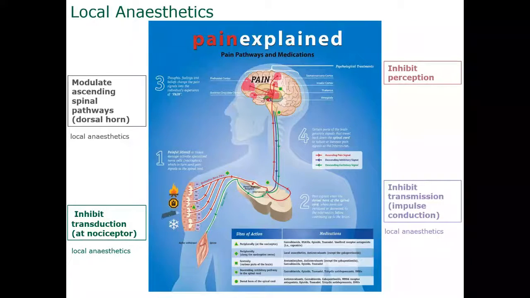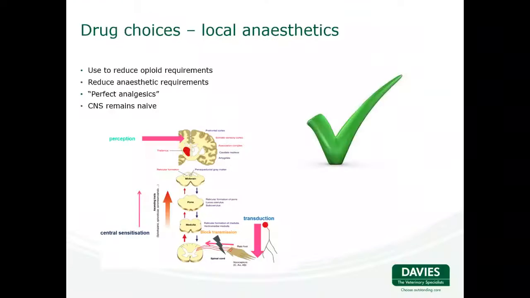So moving on, just on the basis of time, local anaesthetics. Going back to our diagram, local anaesthetics are the perfect analgesic. If they can inhibit what's going on at the nociceptor and inhibit impulse conduction, if you can stop all this, then the dorsal horn and all this is never aware that there's anything painful. And so local anaesthetics can be used to massively reduce the amount of volatile agent, or in fact eliminate it, and reduce the amount of other drugs being used. They are what might be termed perfect analgesics.